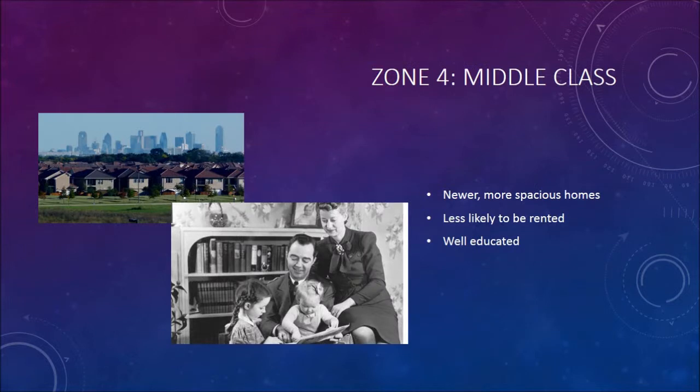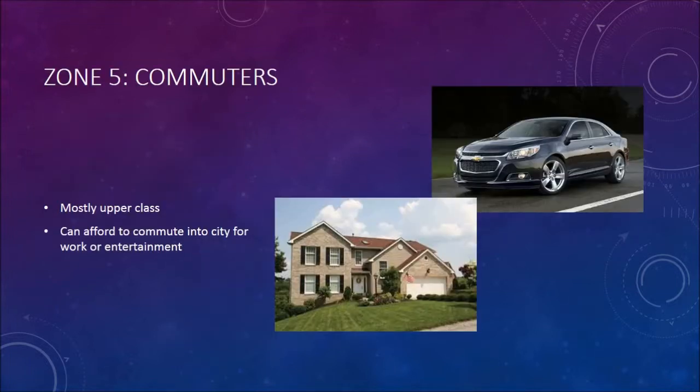Zone 4 is home to the middle class. These are newer, more spacious homes that are less likely to be rented by the well-educated middle-class families that reside in them. This area is also getting into what is commonly known as the suburbs. The farthest outermost zone is Zone 5, the commuter zone. The residents of this zone are considered mostly upper class, who can afford to commute into the city for work or entertainment. These are also considered to be the suburbs.